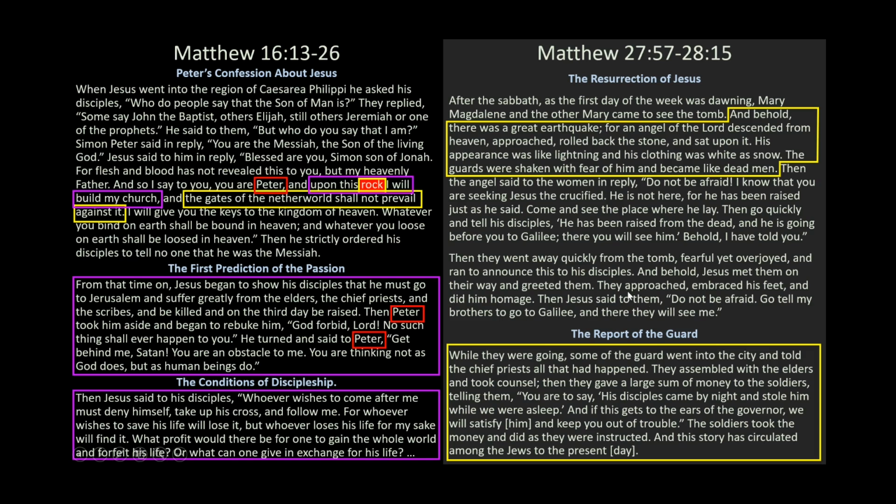Whereas we're going to see here the disciples who left everything and entered into the tomb in a sense of discipleship, they now have joy. They're all excited, and everything's turned around.